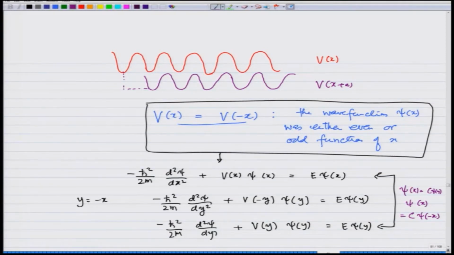Since mod psi square remains the same, because the system has remained the same, when I switch or turn it around by pi, c could be either plus 1 or minus 1. That led to the conclusion that the wave function should be either an odd function or an even function. We are going to do now exactly the same thing in this periodic system.